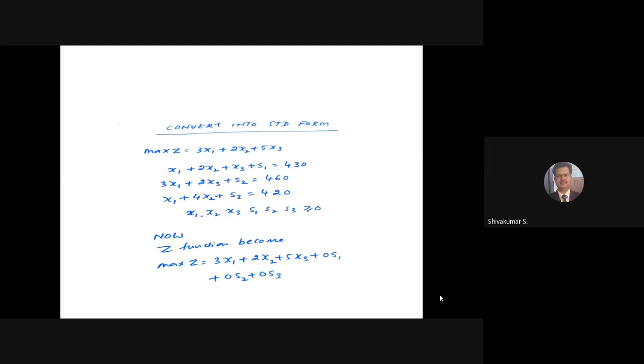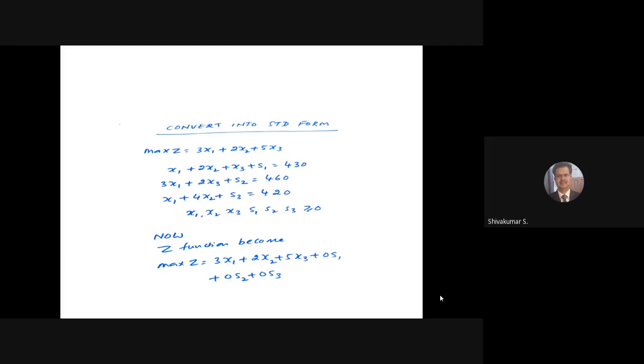Understood? Anybody want me to repeat once again? You are just converting less than sign into equal sign by introducing the slack variable: plus S1 in the first equation, plus S2 in the second equation, plus S3 in the third equation. Now x1, x2, x3, s1, s2, s3 should always be greater than or equal to 0. That you have to write.